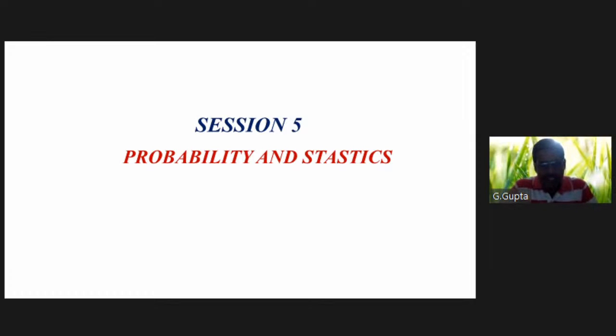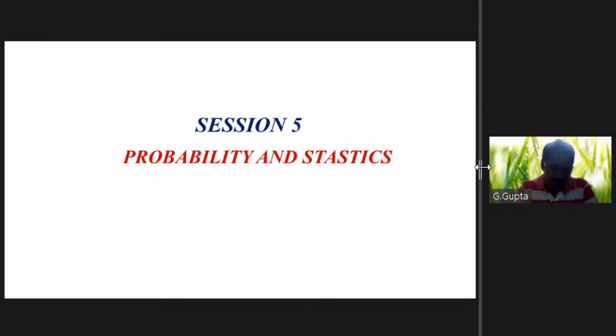We are going to discuss session 5 on probability and statistics. Previously, we have discussed 4 sessions: linear algebra, matrices, numerical methods, and probability statistics. Now, the second session on probability statistics.